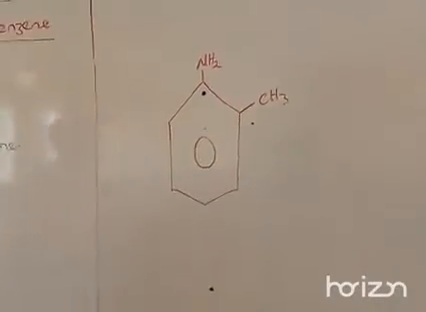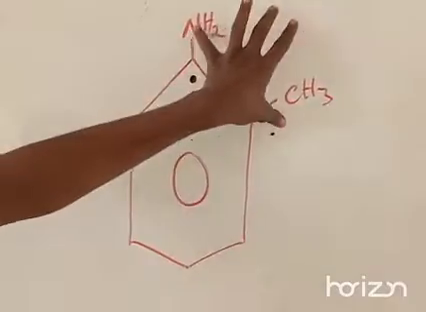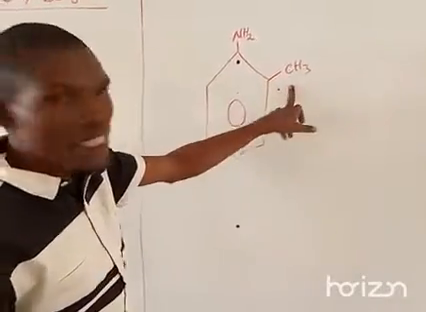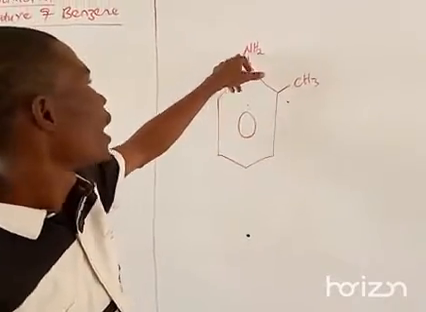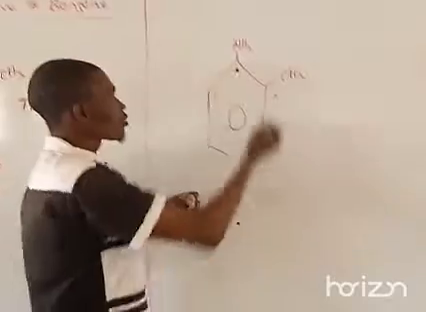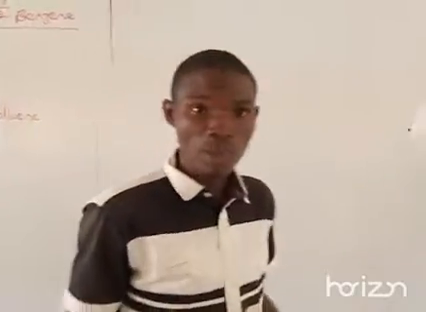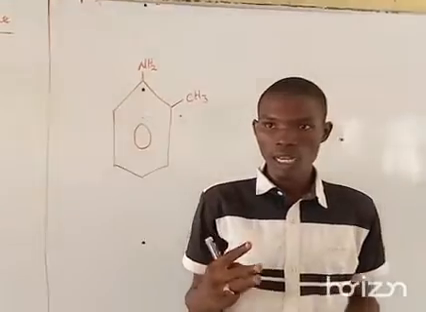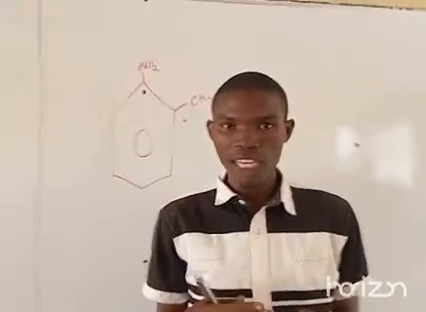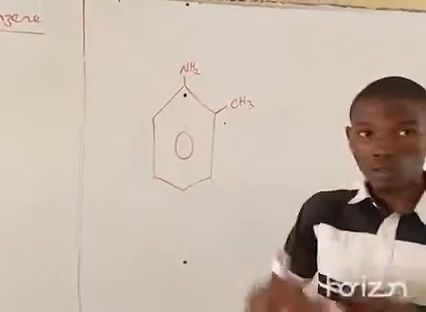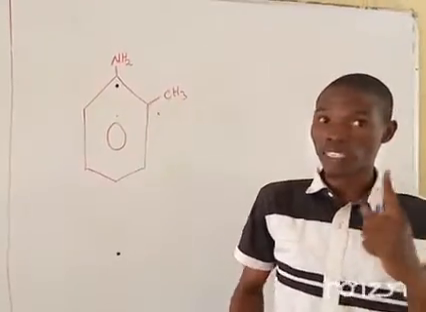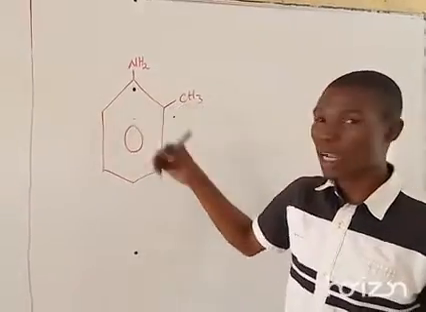Now, in this compound, we have 2 electron releasing groups. CH3 is an electron releasing group. NH2 is an electron releasing group. But this one is supplied by inductive effect, while this one is supplied by mesomeric effect. If you remember mesomeric effect, you can check on the previous class. We talked about the delocalization of pi electrons. So this nitrogen has a lone pair which will participate in the resonance, and therefore it is supplying this ring by mesomeric effect, while this one is supplying by inductive effect.